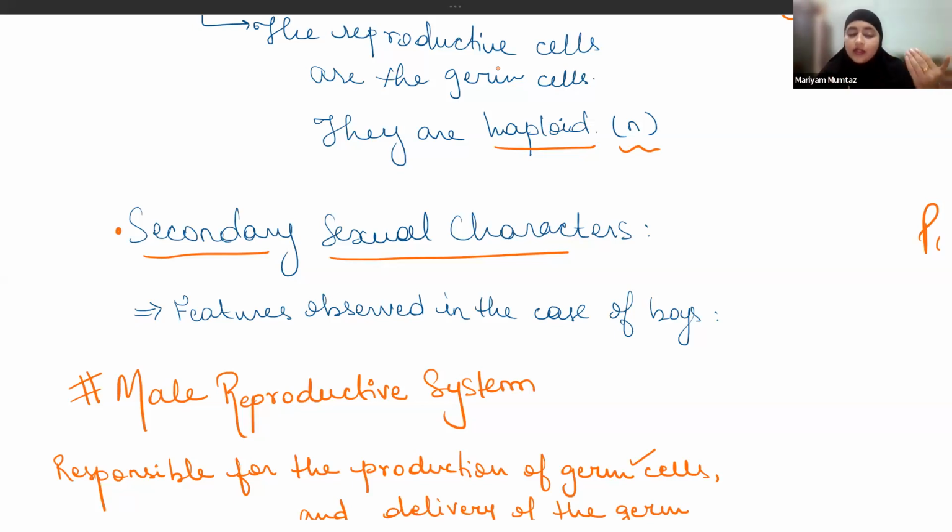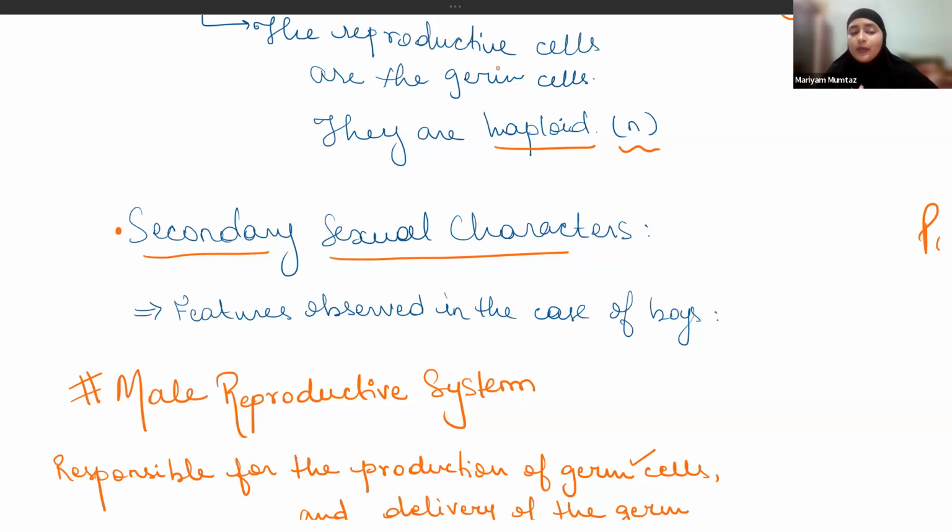They will be produced when the boy and the girl both have reached the age of maturity. Like in the case of boys, they start developing beard and mustaches. Even in the case of girls, facial hairs are present. And the production of armpit hair is also a secondary sexual character. So all of these are the secondary sexual characters. Is it clear?